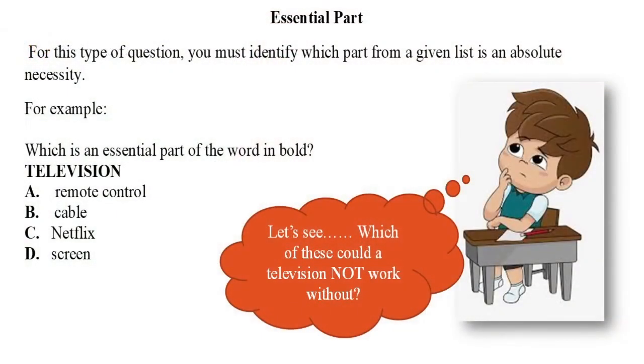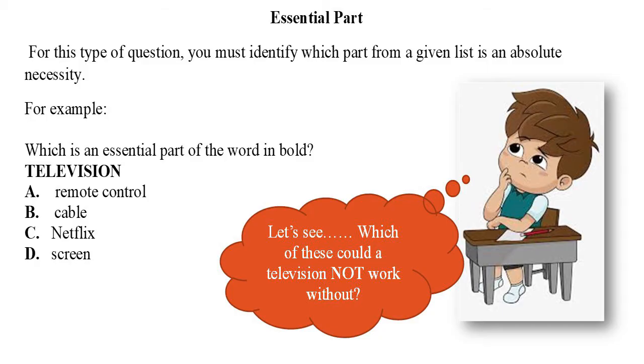Let's try another. For this type of question, you must identify which part from a given list is an absolute necessity. In other words, it is a must or it is compulsory. And the question asks, which is an essential part of the word in bold? The word that we have in bold is television. So, which is an essential part of a television? Is it A, remote control, B, cable, C, Netflix, or D, screen?